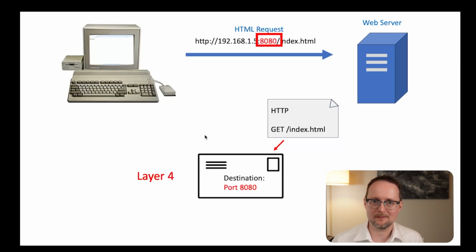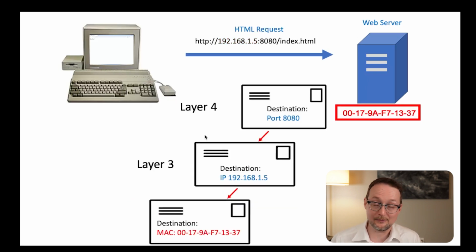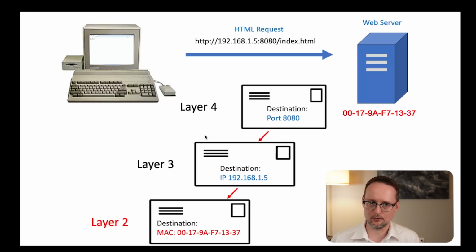Now, don't worry, we'll talk about layer 4 in the next video. I just want you to be aware that it exists. We then take that layer 4 envelope and place it inside another envelope. This envelope has a destination address of the IP of the web server, and we'll call this envelope layer 3. We'll then put the layer 3 envelope into another envelope, and this envelope will have the MAC address as the destination. And we'll call this envelope layer 2.